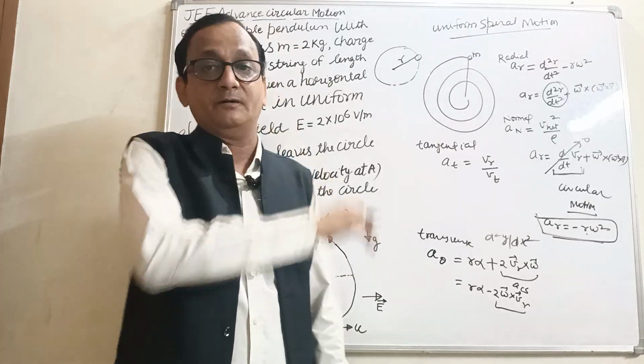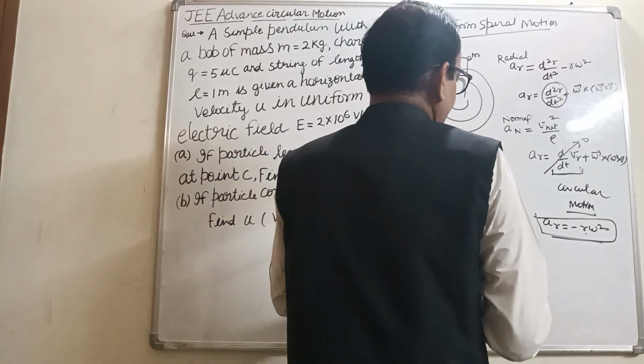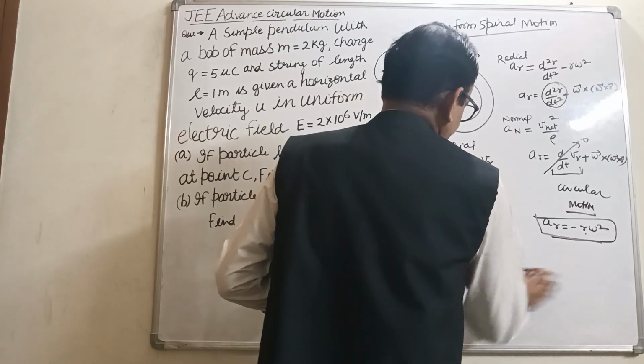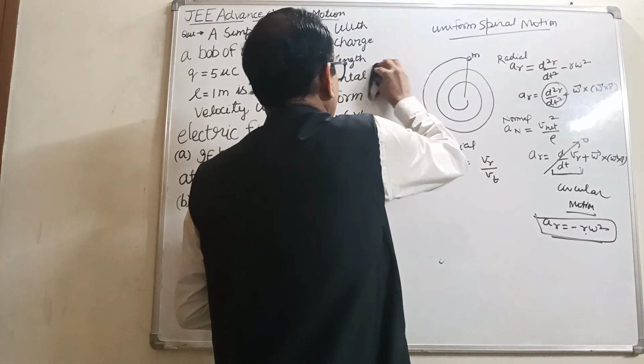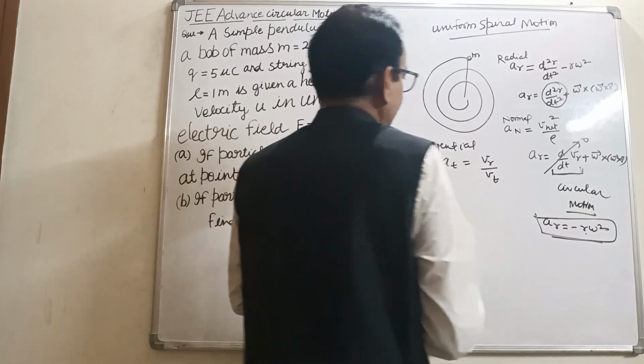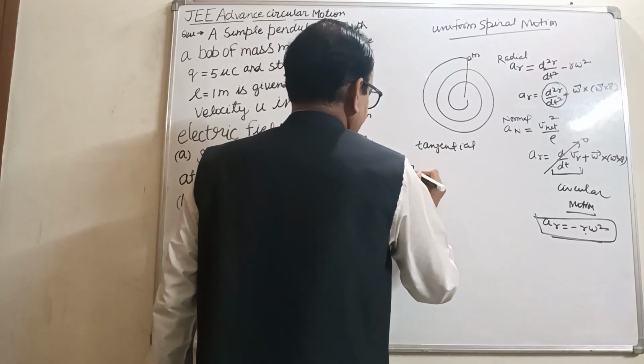This term also, always remember. So we write here the tangential acceleration for this scenario. So this is a spiral motion. So tangential acceleration would be right here, J tangential.